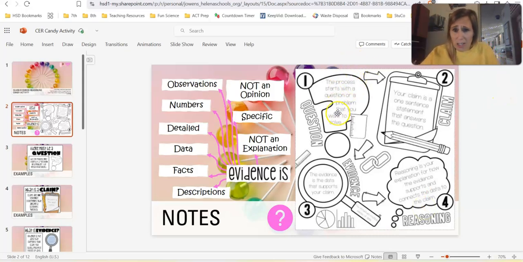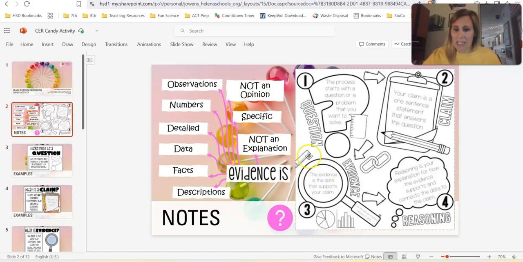Okay, so question: the process starts with a question or a problem that you want to solve. In the example we're going to talk about today, the question is which candy is the best. Your claim is going to be one sentence, and it's going to be an answer to that question: I think the best candy is blank. Make sure you fill in those blanks.